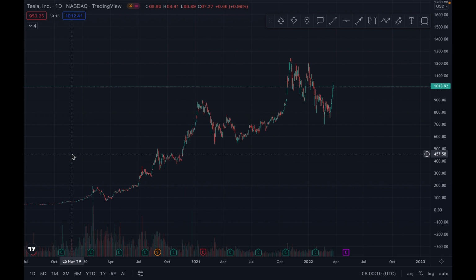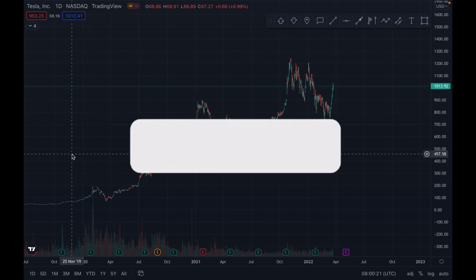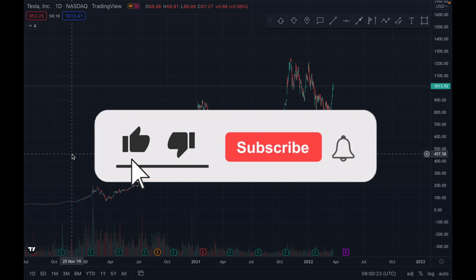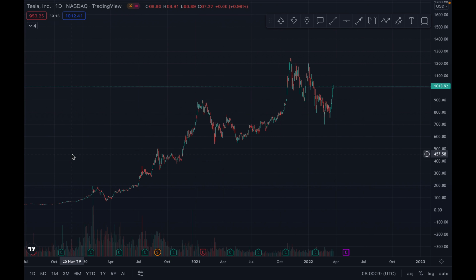This is Daniel. So today I'll be teaching you how to draw resistance and support lines in the chart. Since some of you wanted to learn how to read the charts technically, let's start with a bit of basics. One of the basics is actually to draw support lines and resistance lines.